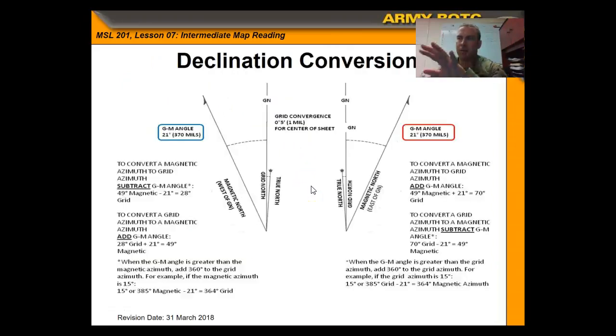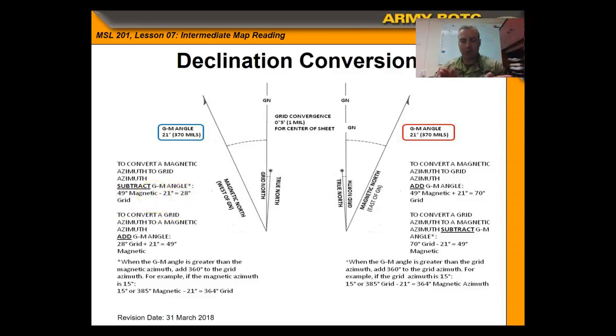Going a little bit more in detail about the declination conversion, you'll see over here on the left-hand side an example of where to convert a magnetic azimuth to grid azimuth, you subtract the GM angle. Say your 49 degrees is your magnetic azimuth. You subtract, for this example, 21 degrees. So you have a 28 degree grid azimuth. Say you're shooting an azimuth with your compass to, let's say, a water tower, and you get 49 degrees on your compass.